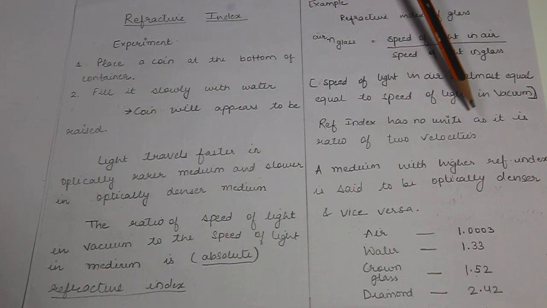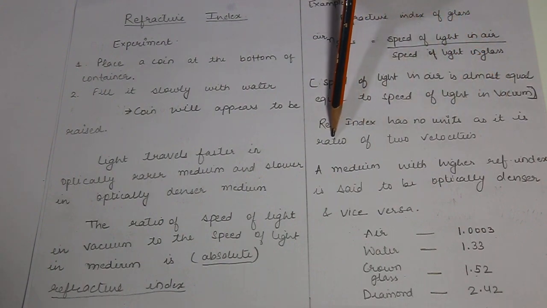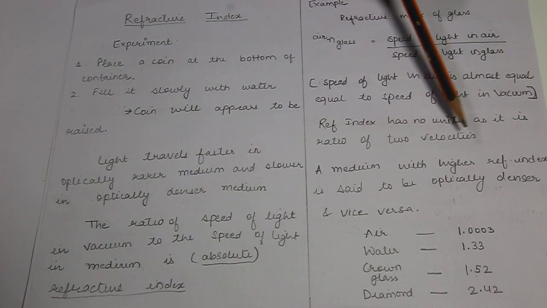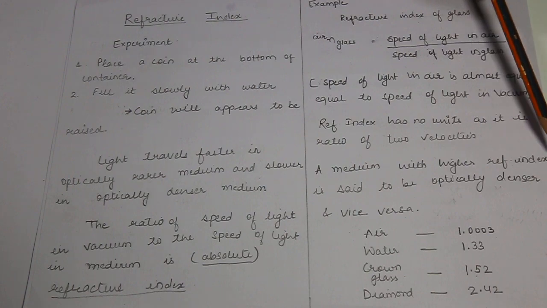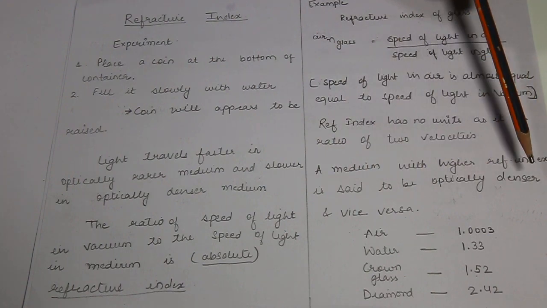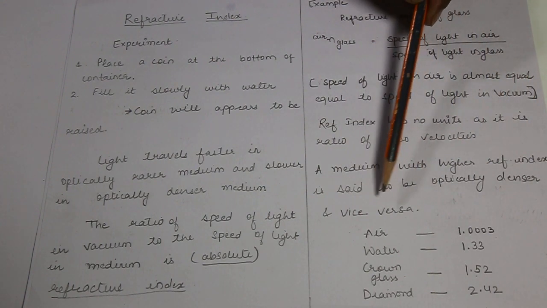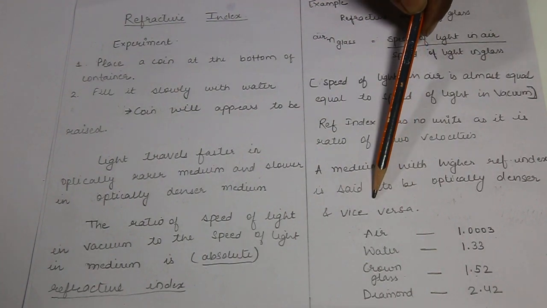Refractive index has no units as it is the ratio of two velocities. A medium with higher refractive index is said to be optically denser medium, and a medium with lower refractive index is said to be optically rarer medium.